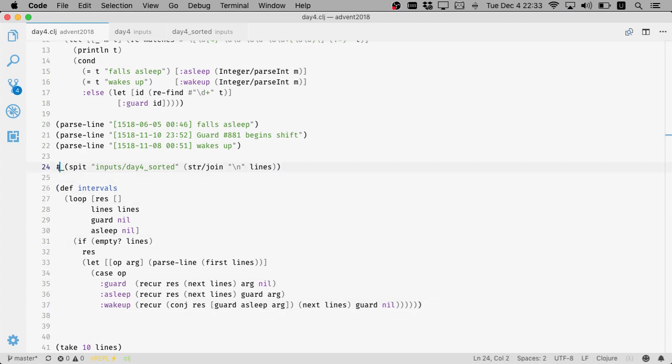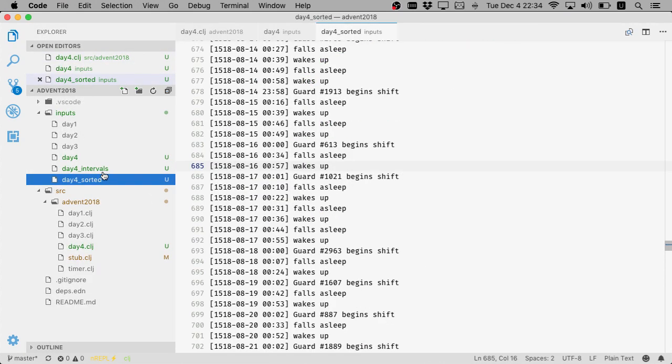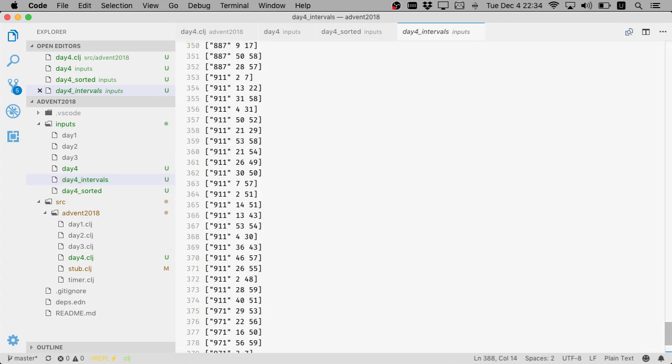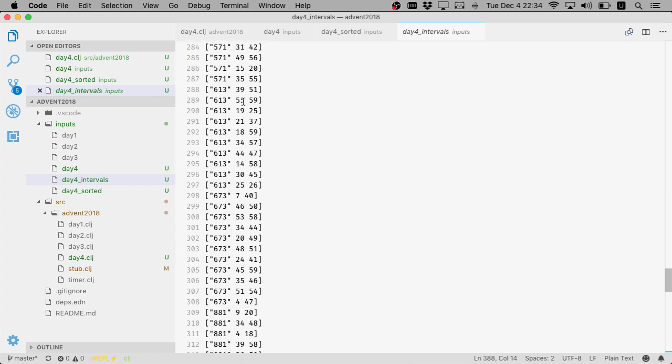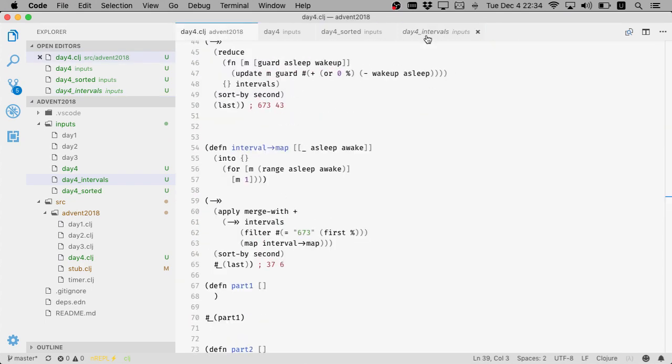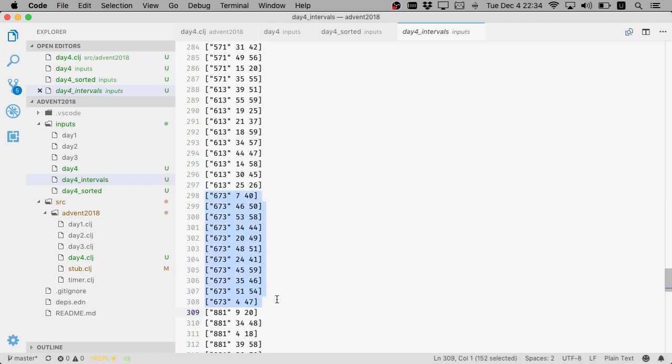Okay, let's also output this part, basically intervals. Let's sort those by the guard ID, I guess. Okay, so the guard ID 613. This is this guy, right? Appears to be sleeping a lot, I guess. And we found him, right? We found our guard 673. Actually, this one. Yeah. This guy.